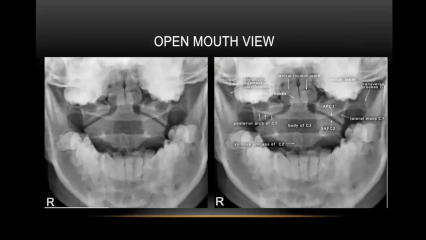Right, open mouth view. This is the example of radiograph for open mouth view, which is usually for C1 and C2. You can see here, this is the posterior arch of C1. This is the lateral mass of C1, 1 and 2, and the odontoid process. Any fractures along here, we can definitely see it. All right, there's symmetrical distance between the lateral mass and also the dens of C2.